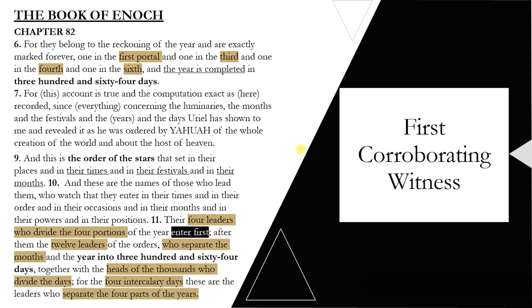After them, the 12 leaders, 12 months in a year of the orders, who separate the months and the year into 364 days, not 365 point something or 366, it's 364, together with the heads of the thousands who divide the days. For the 4 intercalary days, these are the leaders who separate the 4 parts of the years. What are the 4 parts of the year? Spring, summer, fall, and winter. So this is what the book of Enoch is testifying. I hope you're following me.